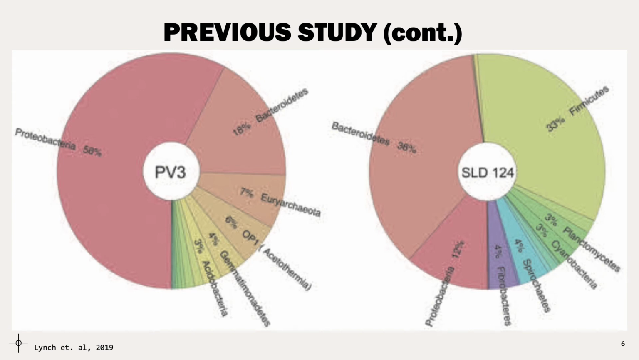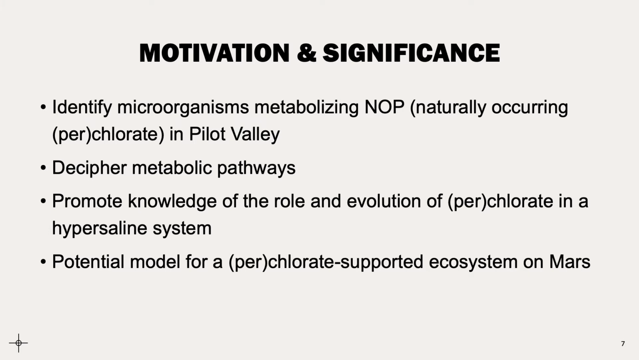Perchlorate reducers are facultative anaerobes and can be inhibited by oxygen and nitrate. PRMs, or perchlorate-reducing microorganisms, have been commonly associated with the subclasses alpha, beta, gamma, and epsilon of the Proteobacteria phylum. The main goal for this project is to identify which microorganisms metabolize naturally occurring perchlorate in Pilot Valley, and why and how they are doing it. Another important question is, why is it important for a Mars analog environment?